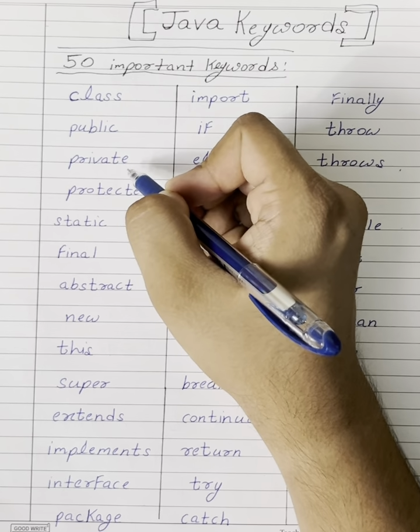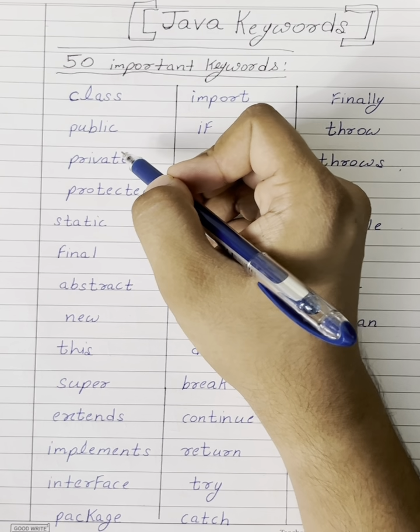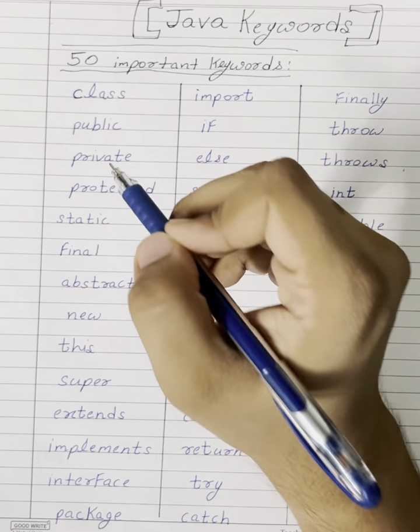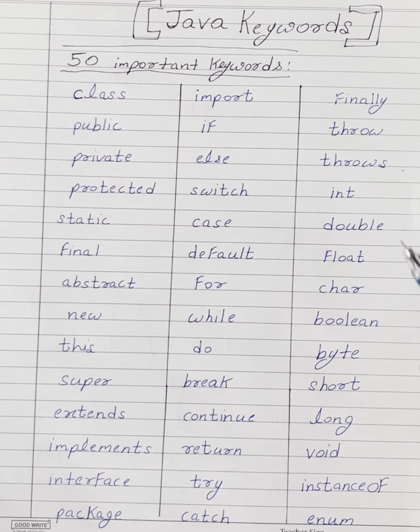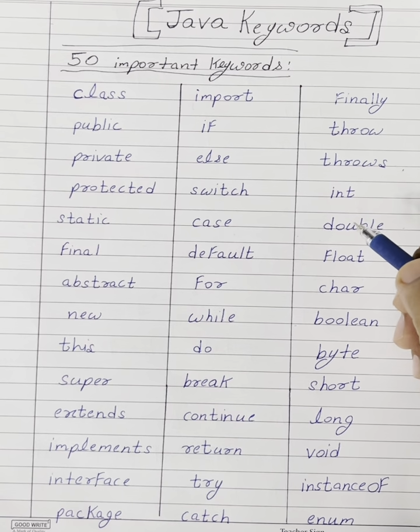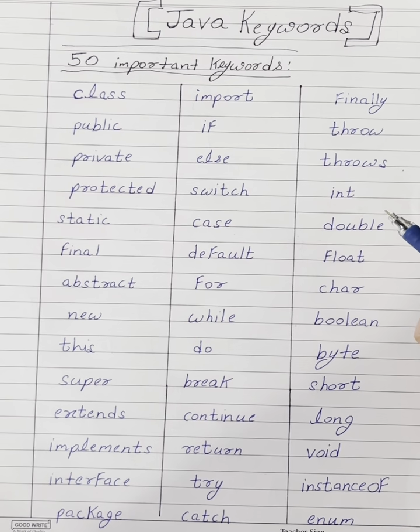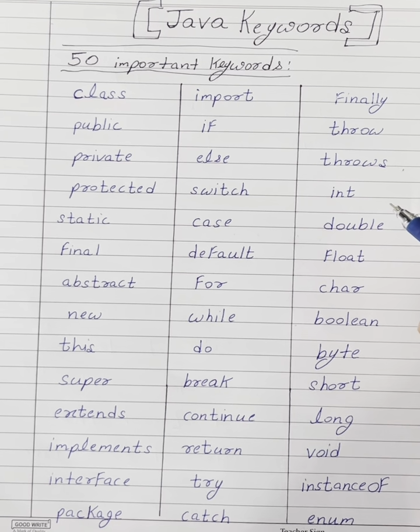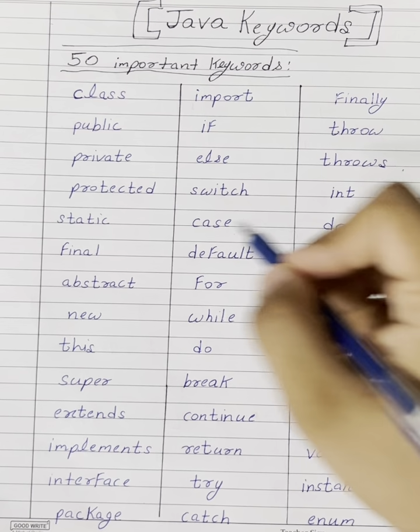So next is private, and this keyword is also an access modifier that restricts the accessibility of variables, methods, and constructors to the class in which they are declared. And members declared as private cannot be accessed directly from outside the class, which helps in ensuring that the internal data of an object remains protected. And this is a very important thing about this modifier.